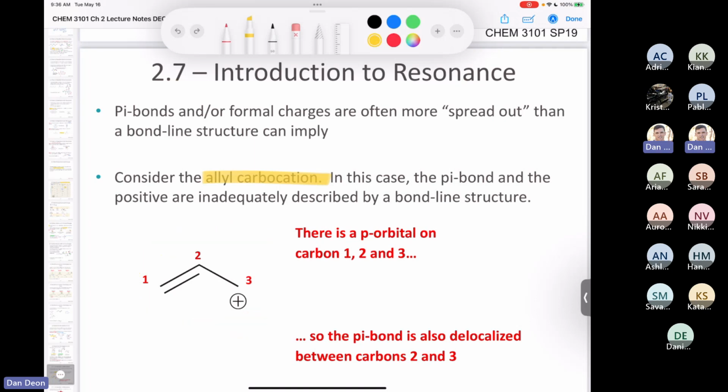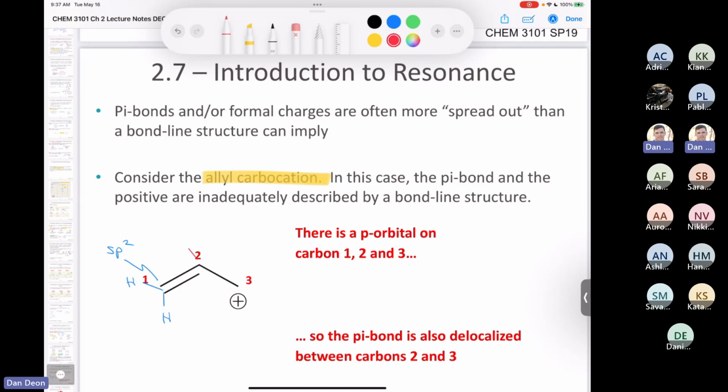It says there's a p orbital on carbon 1, 2, and 3. Now let's take a quick look at this. If I look at carbon 1, who could tell me what's the hybridization of carbon 1? And it's not a trick question. What's the hybridization of carbon number 1? It's sp2, right? Because it's got 2 hydrogens. So it's got 3 sigma bonds and 1 pi. Therefore, it's sp2. Okay, so we've got that down.